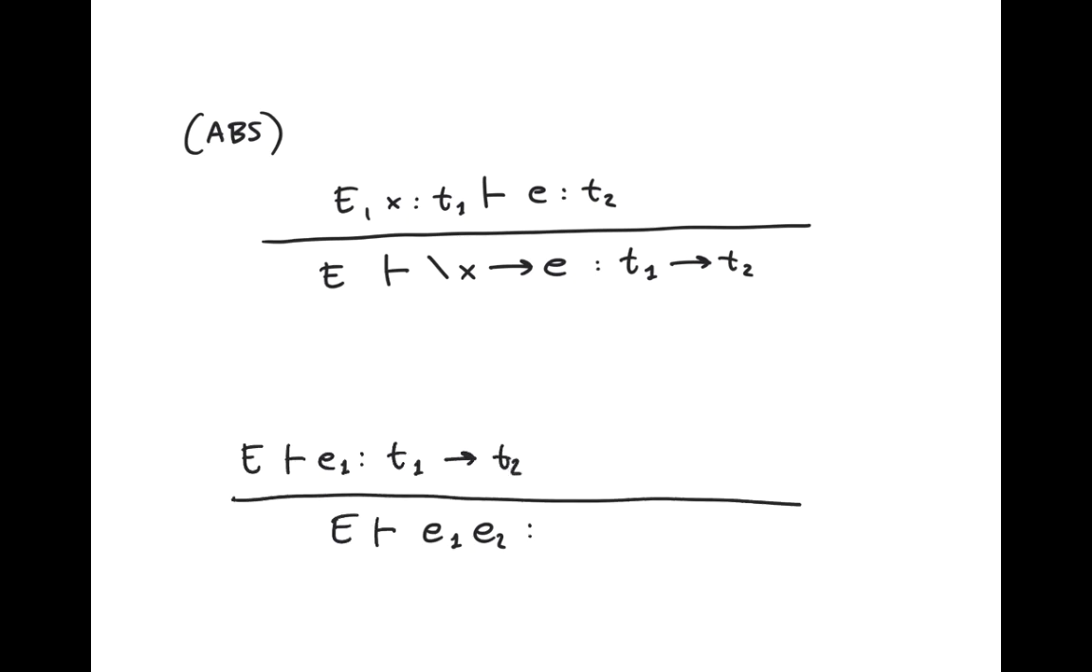And then that means that E1 is a function that takes a value of type T1 and returns a value of type T2. So in order for this to type check, we must check that E2 has type T1. So that's the other premise of the type rule, that E2 must have type T1. If that's the case, everything works out fine. And this is the rule for function application. We'll call it app.